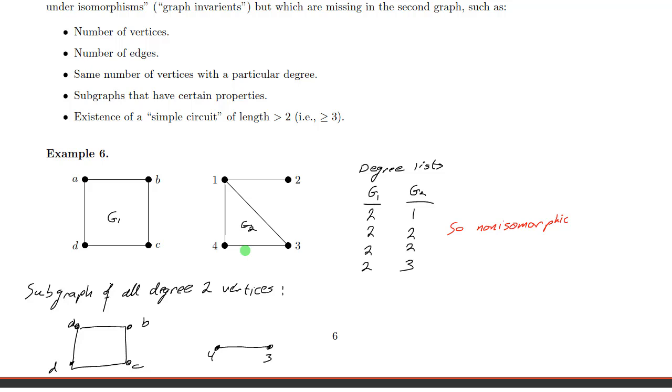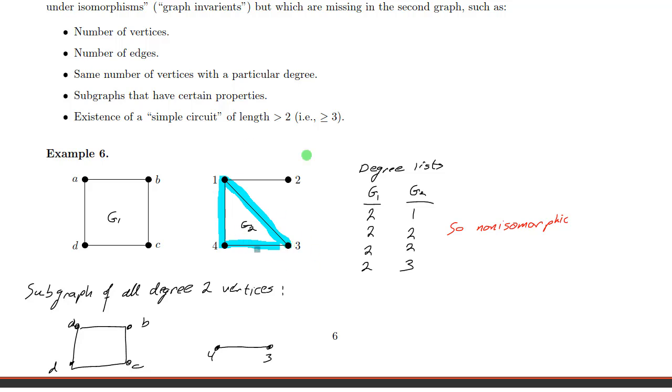If we were to look at the subgraph of all of the degree, say, 3 vertices, that would be even easier here. I would have just the vertex 1 in G2, and I would have an empty subgraph of G1 for that. Same thing with all the degree 1 vertices. I'd have just the vertex 2 from G2. I wouldn't have anything from G1. The existence of a simple circuit of a particular length, and by a circuit, and this needs to be greater than or equal to 3, as we mentioned there, is when I can start at one vertex, travel through the graph without repeating any edges, and end up back at that same vertex.